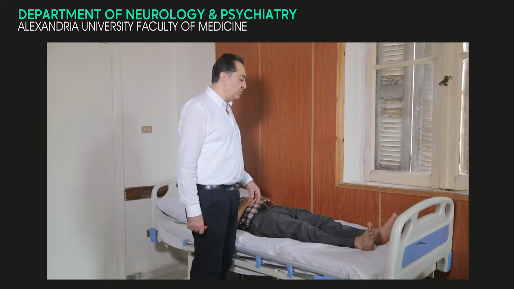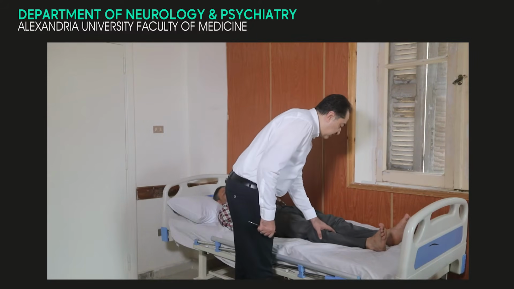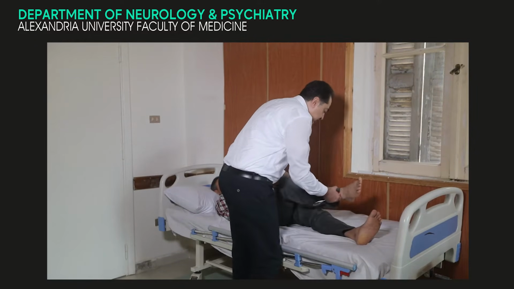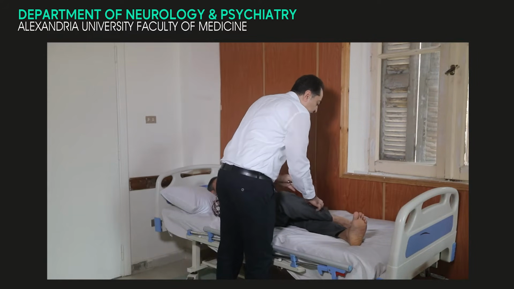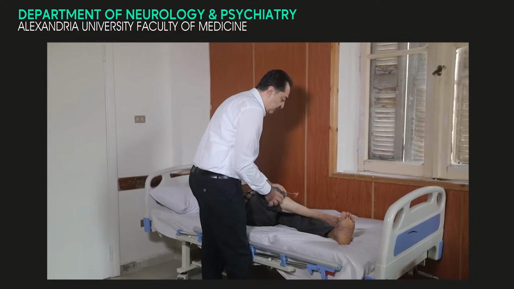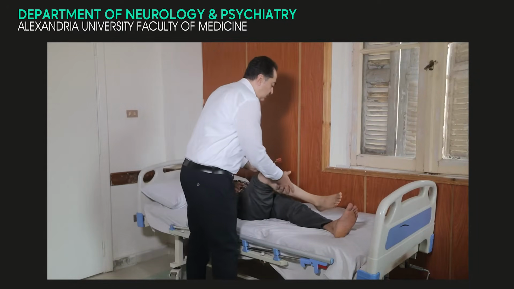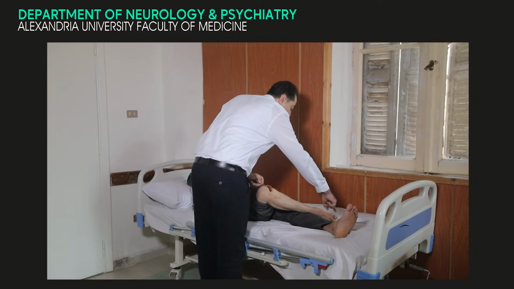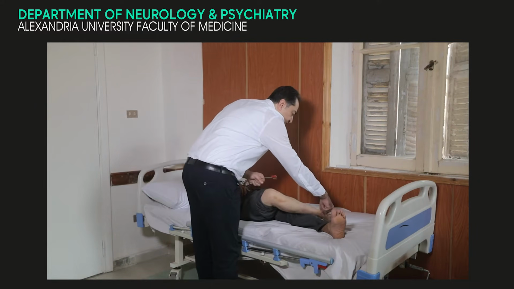How to do these reflexes? First, we should do it in the right position. For the ankle reflex, I will ask the patient to flex his knee on the other one, like this. To do the ankle reflex, I should expose the muscle first. First, I will tap on the tendon Achilles after stretching it. This is the first thing, to stretch the tendon.